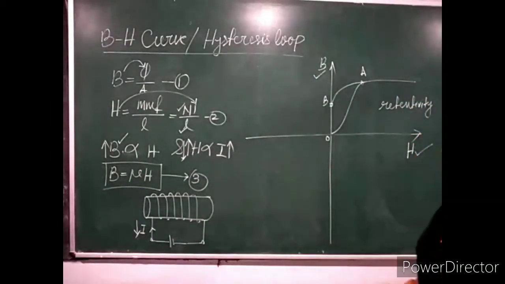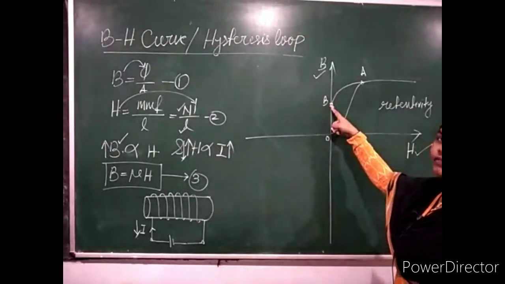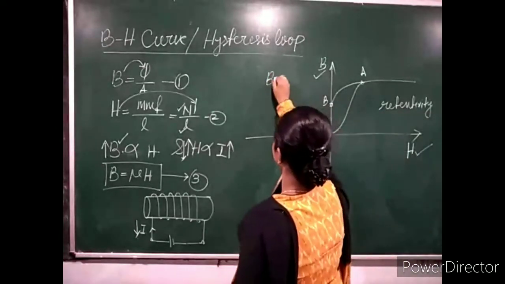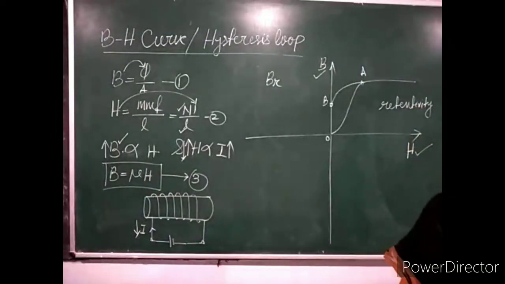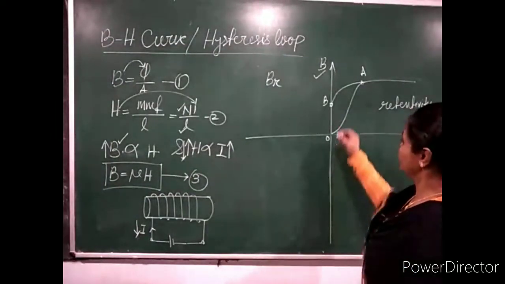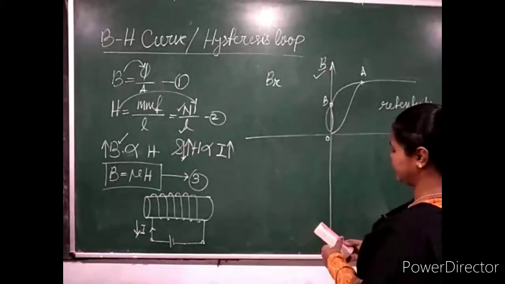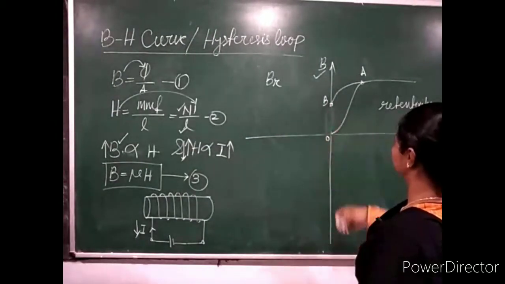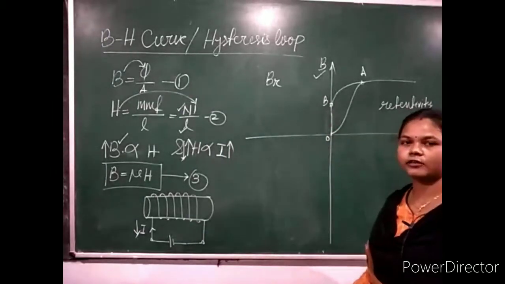So at point B, the value of flux density is called the residual flux density. It is due to the retentivity nature of the magnetic material. Then this portion, O to B, is called loss, and that loss is called hysteresis loss.